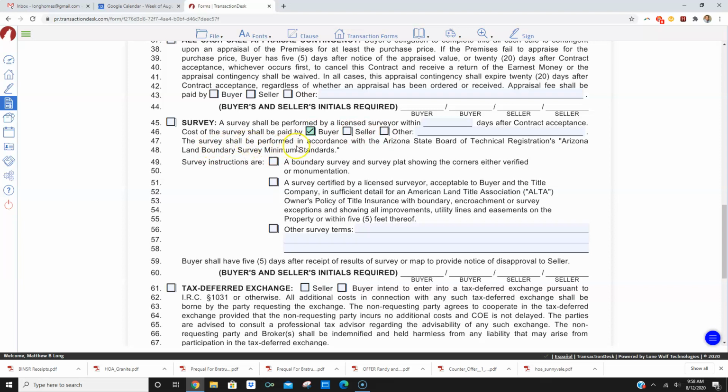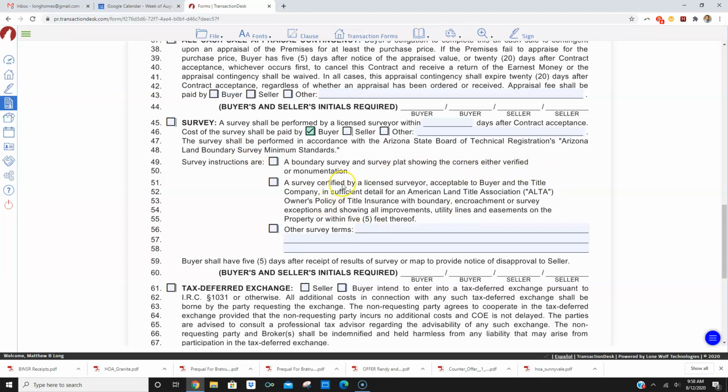The survey shall be performed in accordance with the Arizona State Board of Technical Registration's Arizona Land Boundary Survey Minimum Standards, and the survey will include just a simple boundary survey, making sure that the lot lines are not in dispute. So if you're out in a county island and you feel like the neighbor built their wall on the property line, you might want to get a survey.